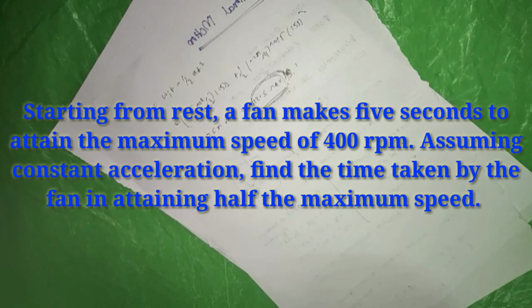Now, one more question. Read. Starting from rest, a fan takes 5 seconds to attain the maximum speed of 400 revolutions per minute. Assuming constant acceleration, find the time taken by the fan in attaining half the maximum speed. Okay. Now, what did I get here? 400 revolutions per minute.